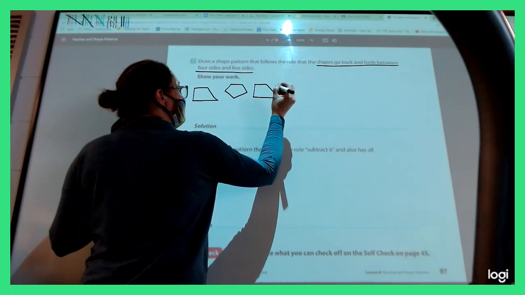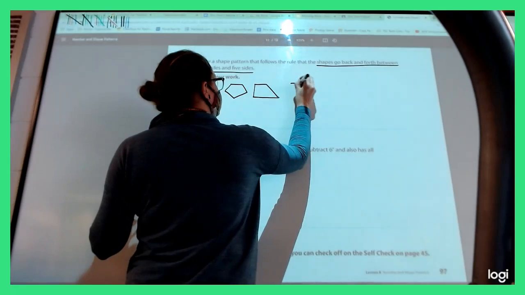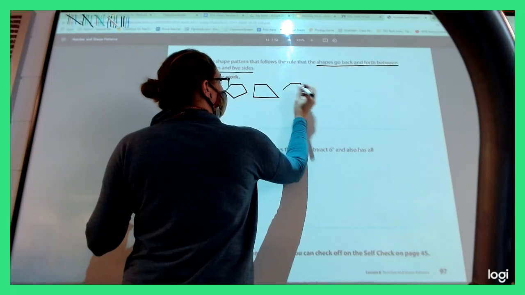What's that one after the... Looks kind of like an upside down pentagon. It looks like a diamond. Uh-huh.